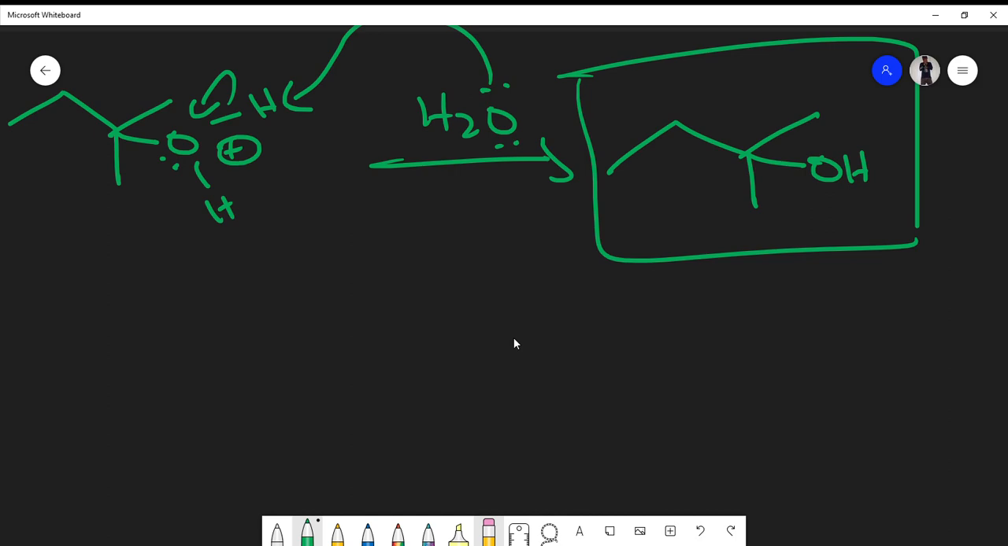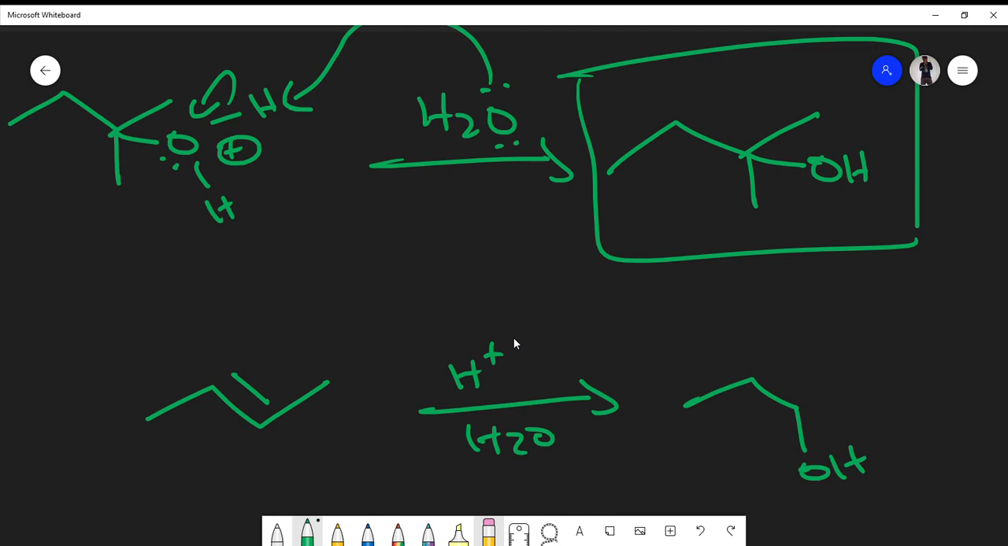Predict the products of this reaction. If I take this alkene and I add H plus in water, what is the product? And that should be a CH3. I'm getting ahead of myself here. So that would be the product.